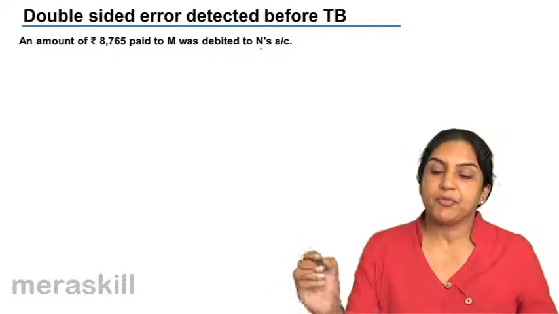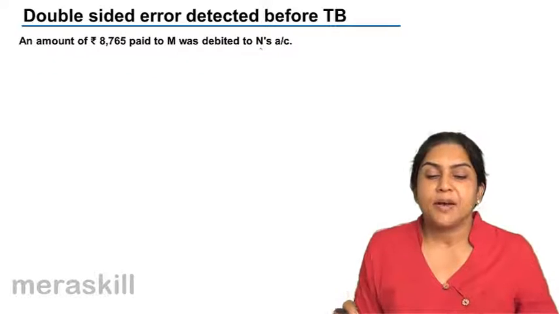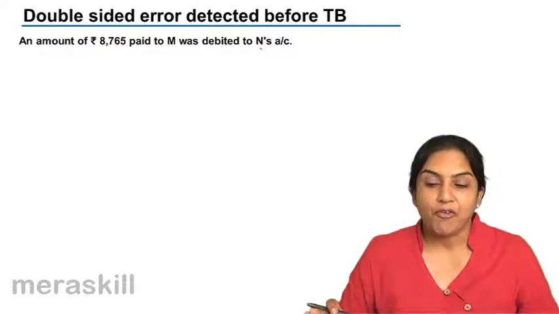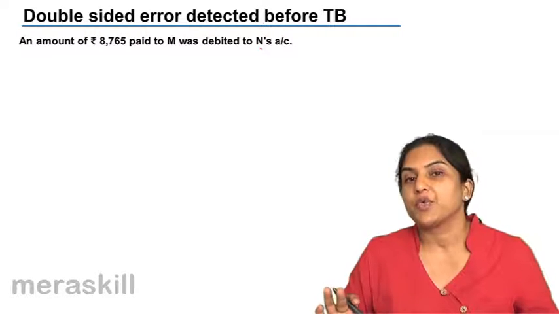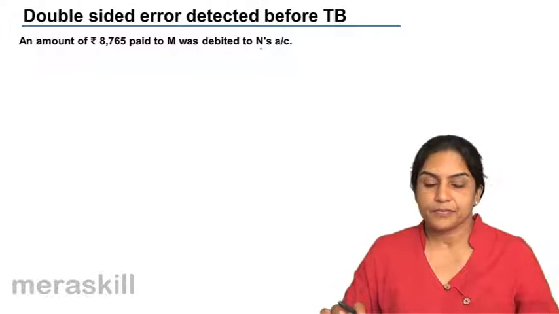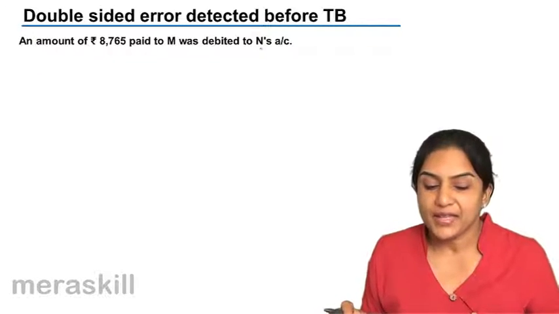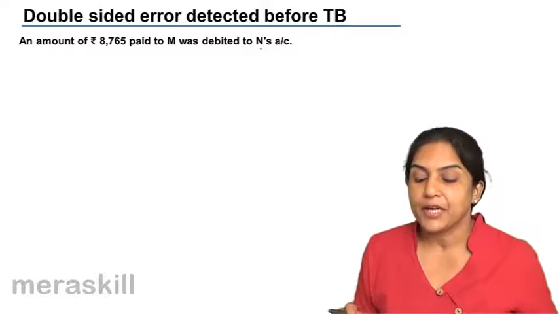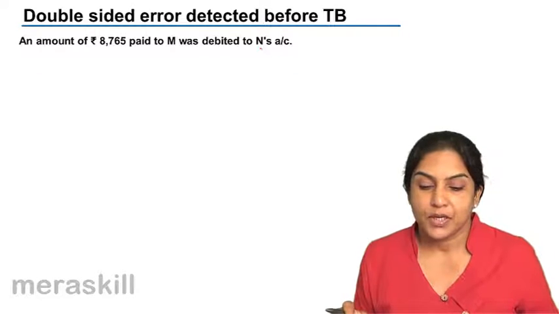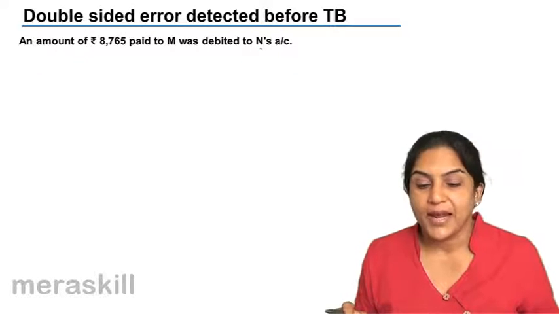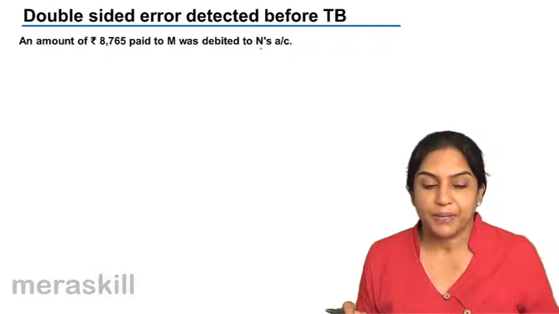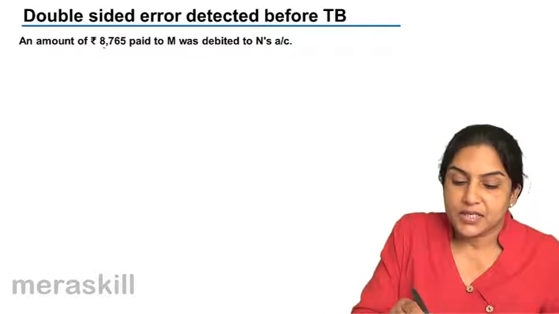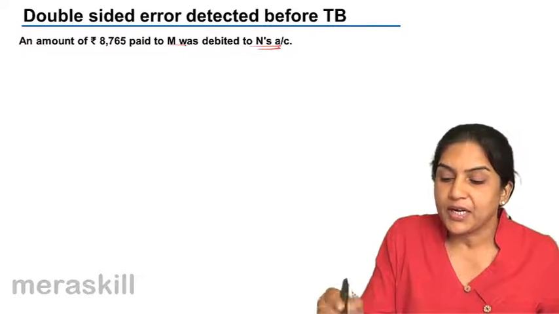Double-sided error detected before trial balance. Let us consider this. Mind you, a double-sided error detected before trial balance and detected after trial balance, the accounting treatment would be the same. What happens here? An amount of 8,765 which was paid to M was debited to N's account. When it was paid to M, the entry we should have passed is M's account debit to cash 8,765. Instead of this, we have debited it to N's account.